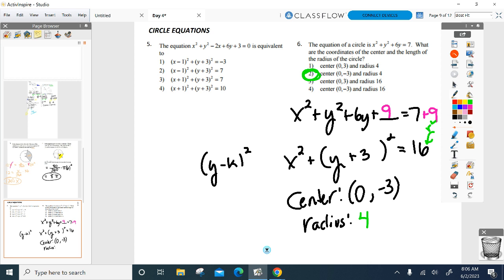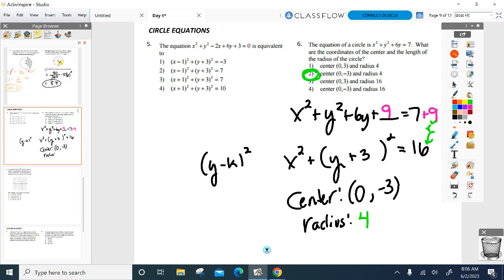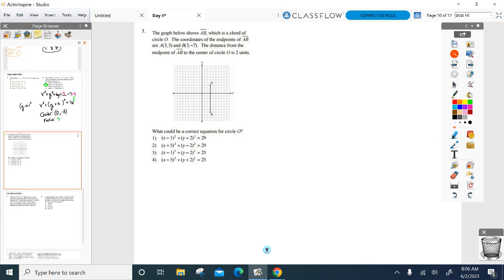All right, you ready for one more? We'll end it on a, I know there's a little bit extra, but I'll explain the extra. All right, 7. This is how hardcore it could get. Go ahead and read through. AB's a chord. The distance from the midpoint to the center is 2. What's the correct equation?